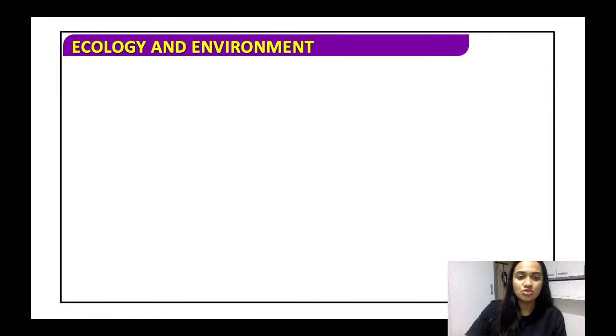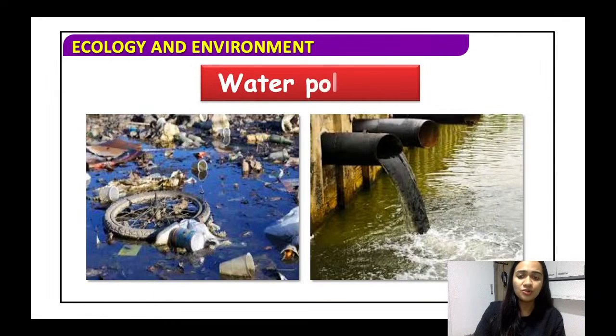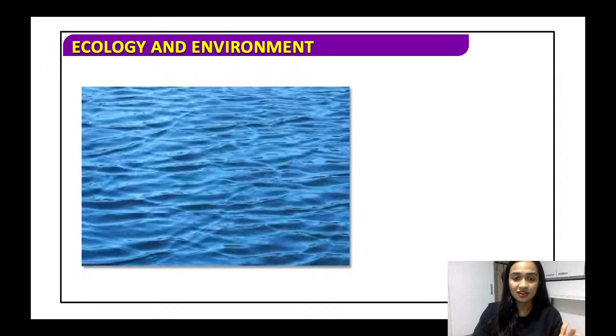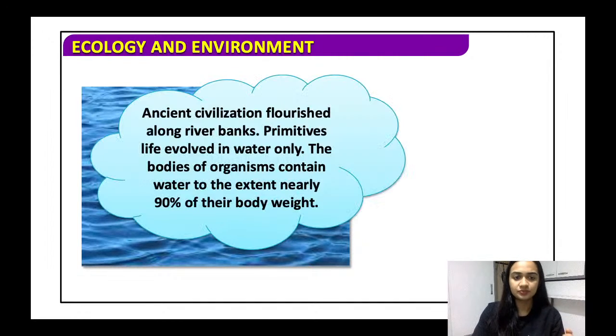Fine. Now coming to water pollution. Water pollution: after air, the most abundant thing is water. Okay? And water pollution has become a major cause of concern because it affects not only humans but also the marine environment. So, ancient civilizations flourished along the banks of rivers. We used to worship these rivers. Still, we do. So, primitive life evolved in water only. The main bodies of organisms contain water to the extent of nearly 90% of their body weight.